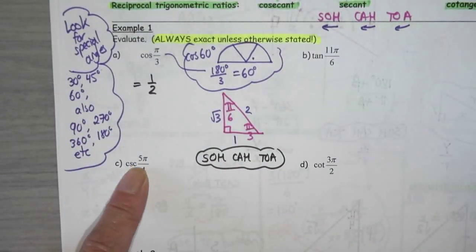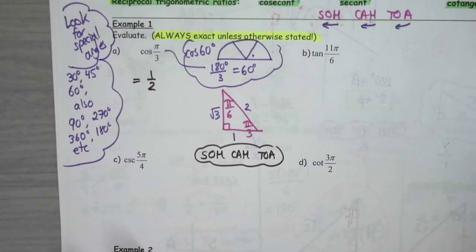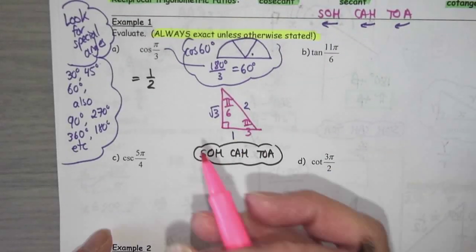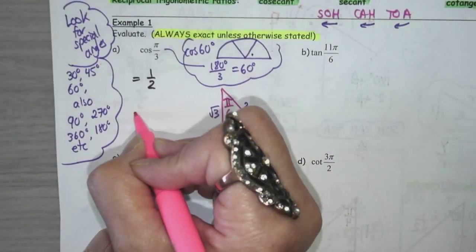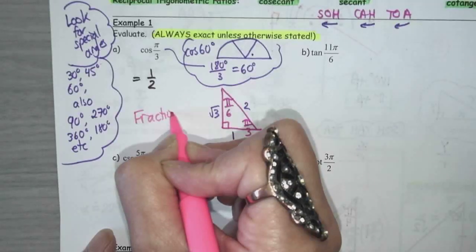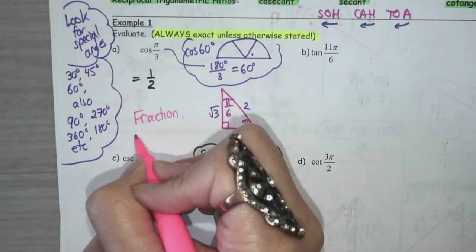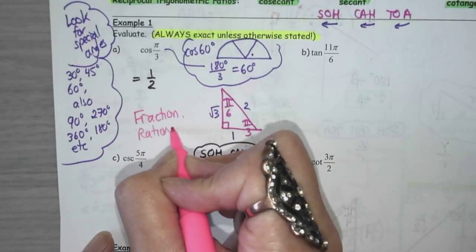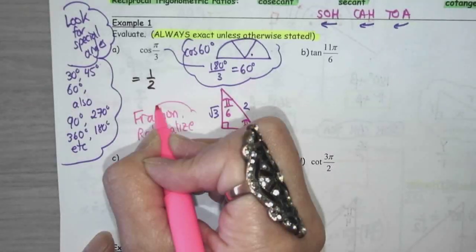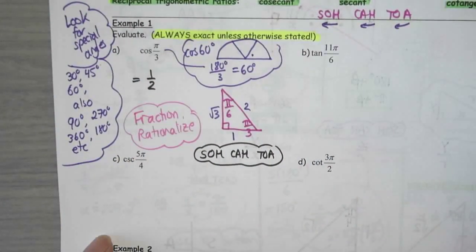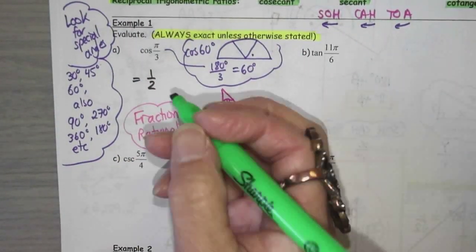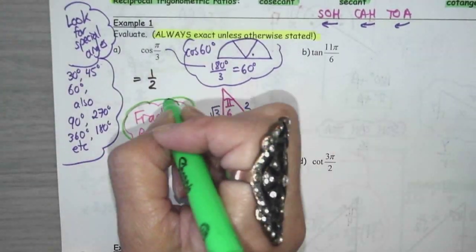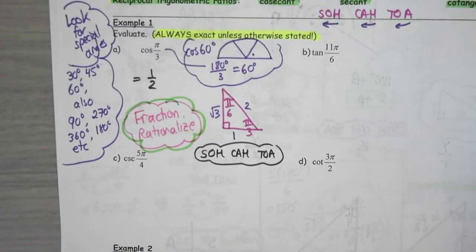Okay, and we are also keeping it in fractions. So there's lots of words around this first one. The rest of them, we won't have to put as many words, but I do want things in fraction. And rationalize. You remember that from last year as well? Fraction and rationalize. Never decimal, and we want to rationalize.